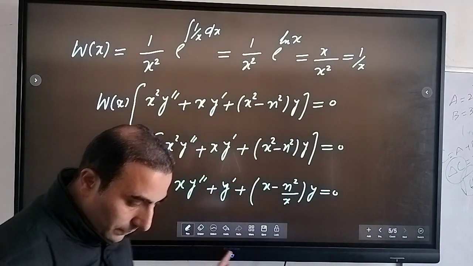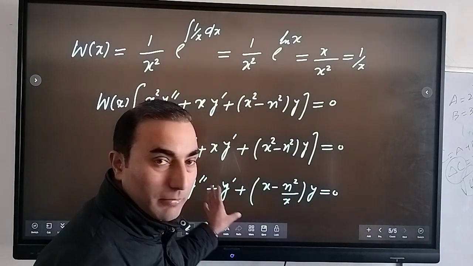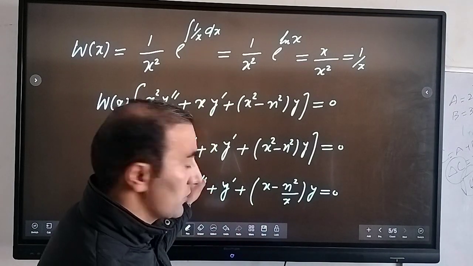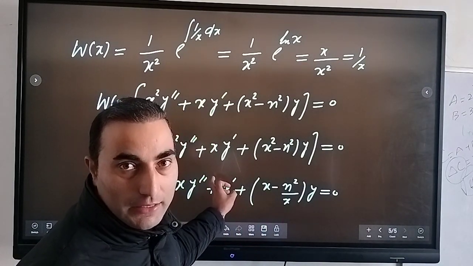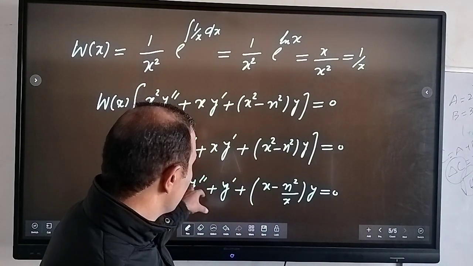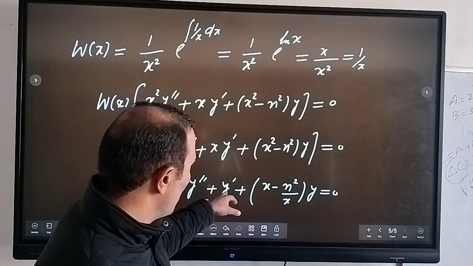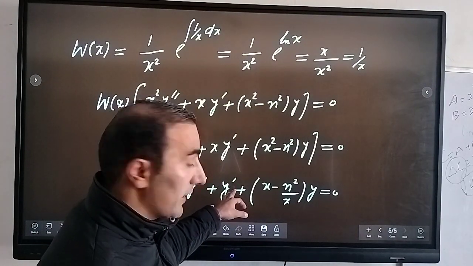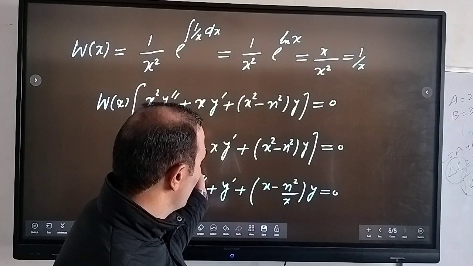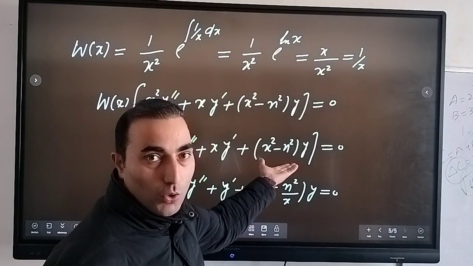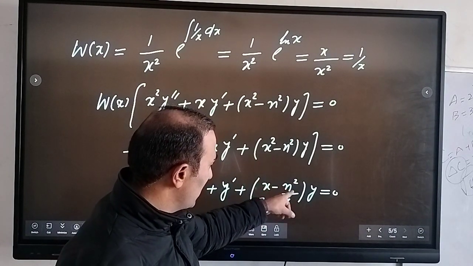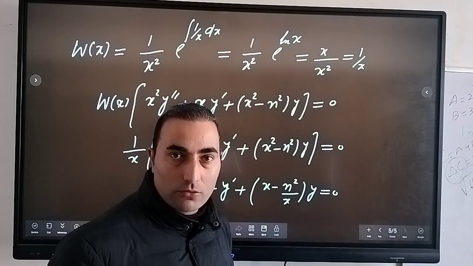Because when you multiply this differential equation by the term 1 by x, the first term becomes x y double dash, since one x will cancel. The x will also cancel for the second term, and you will get y dash of x. For the third term, you need to divide by x the whole term, so it will be x minus m square by x, the whole of y, equal to 0.